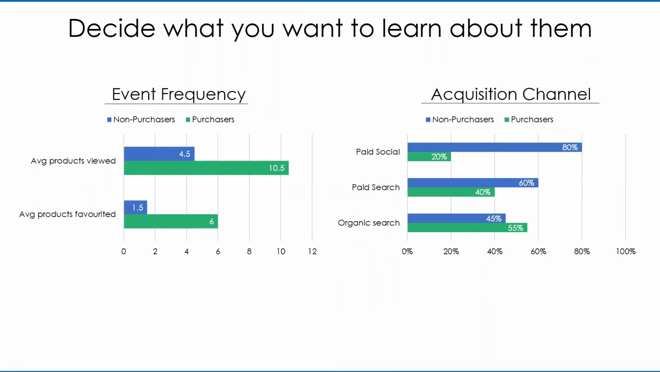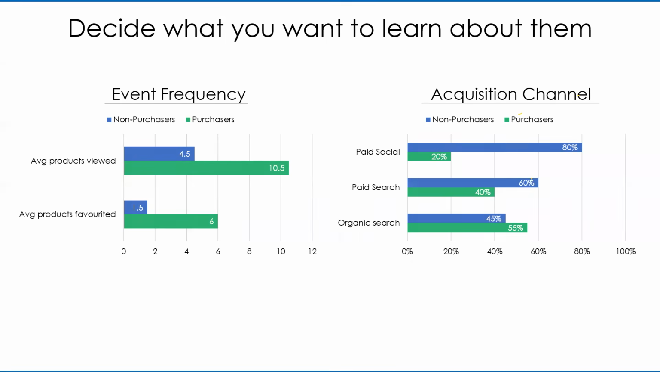Alternatively, I could also look at attributes about the users. So here I'm choosing to look at their acquisition channel to see where users come from and how those users are split between my segment of purchasers versus non-purchasers. As you can see, paid social mostly results in people who don't buy anything. Paid search is a little bit better, but organic search, which is people who are just landing on your product through Google, or I guess in rare cases Bing, they perform much better.